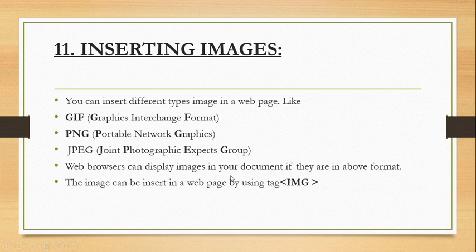To insert the image in your web page, we have to use the img command. This is an example of inserting an image in your web page. So you have to write this way: angle bracket open, img, it stands for image, src is source, equal to, you have to write the name of the image in double quotes. Then you have to close the angle bracket. And this is simple code to insert an image in your web page.